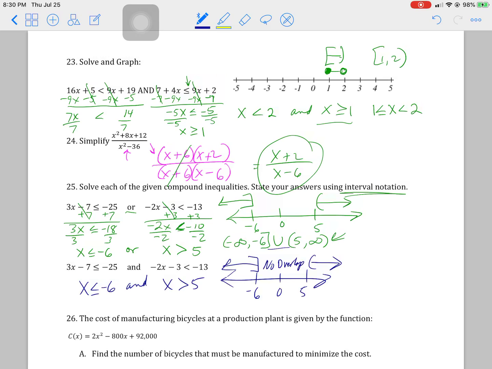How can one dot be in both graphs? It can't be. Up in the or, you could have something here or something here, and that would work. But you can't have something here and something here. That's just not physically possible. So this answer doesn't exist, or it's a no solution, or there's an empty set, or however they want you to say it, okay?